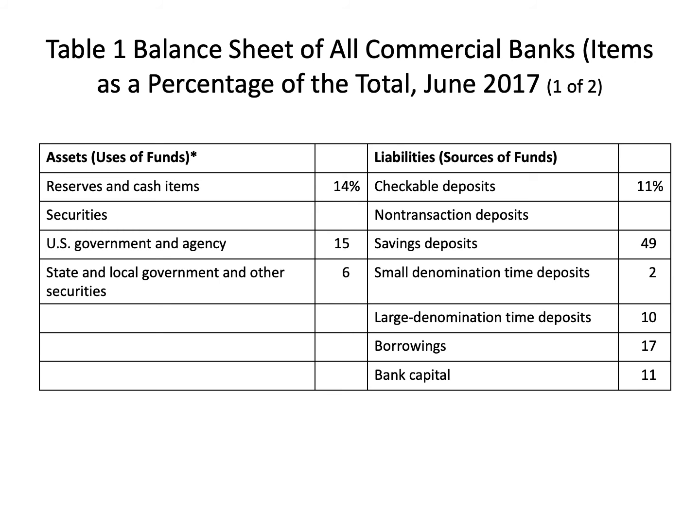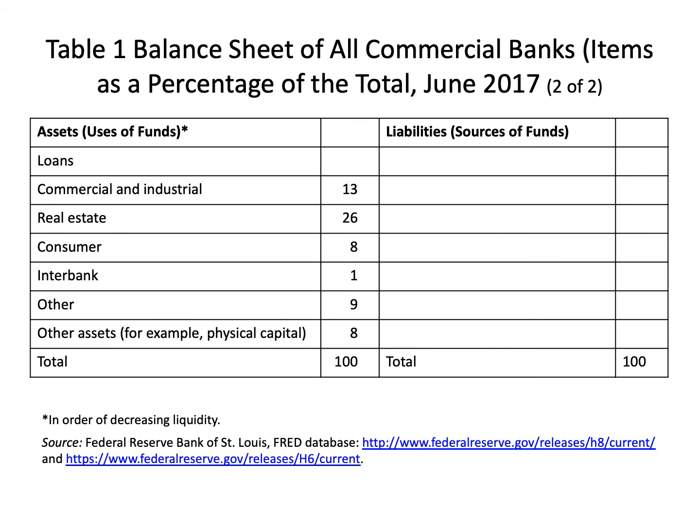On liabilities: checkable deposits 11%, savings deposits 49%, small denomination term deposits 2%, large denomination term deposits 10%, borrowing 17%, bank capital 11%. And then finally, the liabilities all add up to 100. The assets, the use of funds, also come to 100%: 13% commercial and industrial loans, 26% loans to real estate, 8% to consumers, 1% interbank, 9% other, and other assets, for example physical capital, the actual branches which the bank owns. Again, 100% for the uses of funds, and 100% for the liabilities or the sources of funds.